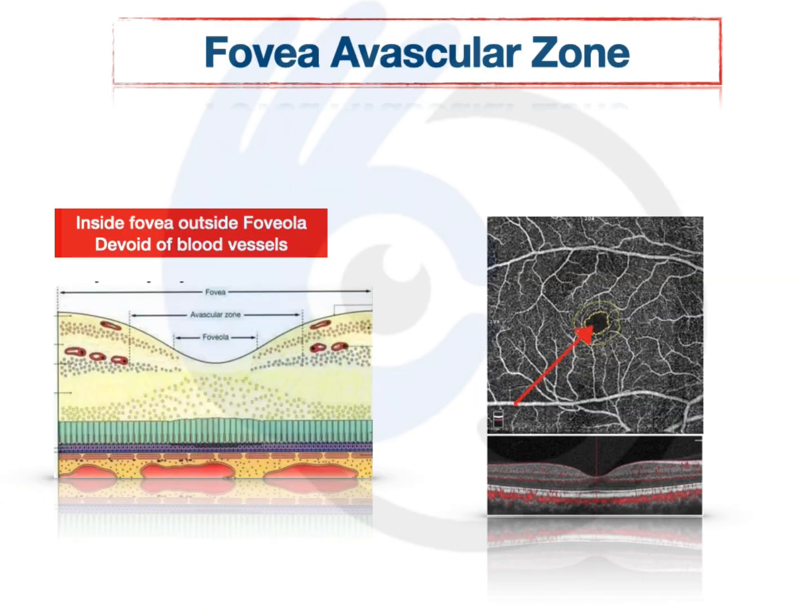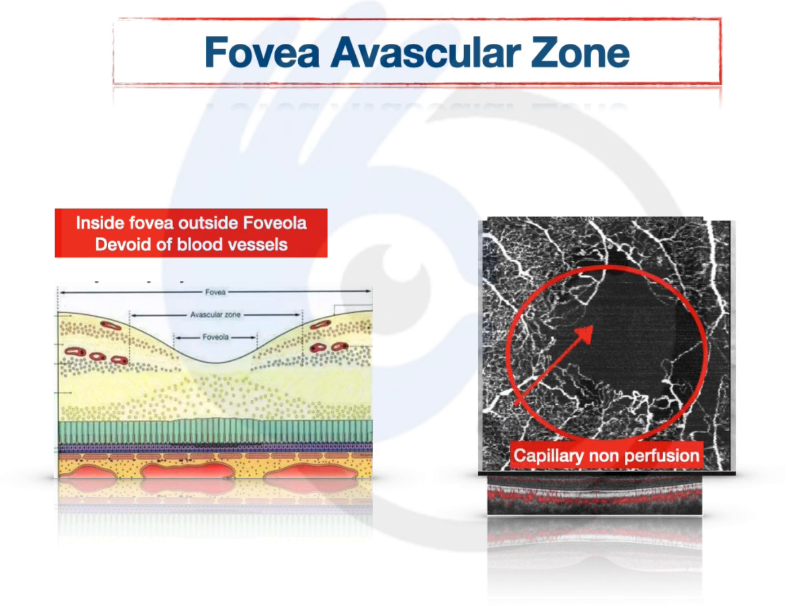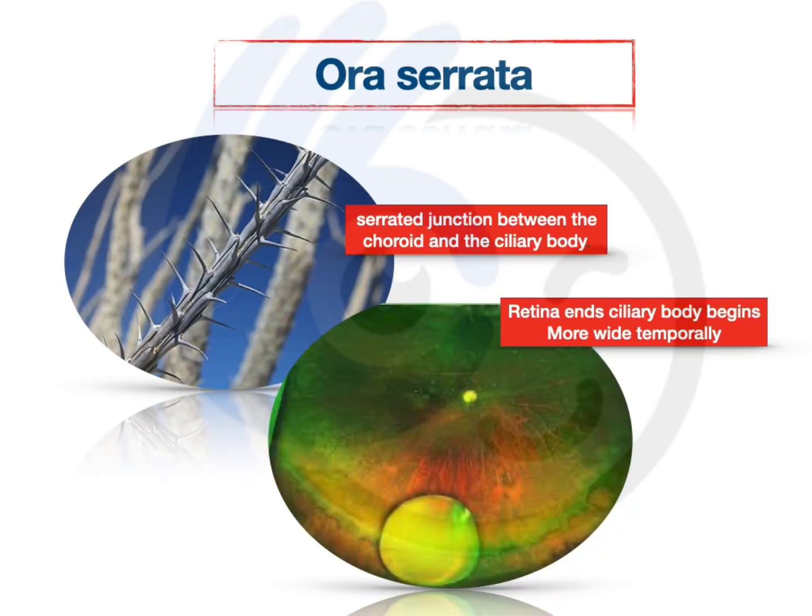So another one is the foveal avascular zone. This is the area inside the fovea but outside the umbo. It is devoid of blood vessels. So enlargement of the foveal avascular zone indicates capillary non-perfusion seen in diabetic macular edema. Then as I told you, the retina extends from the optic disc to the ora serrata. It is the area where the retina ends and the ciliary body begins, and it is wider temporally, and it looks like serrated edges.